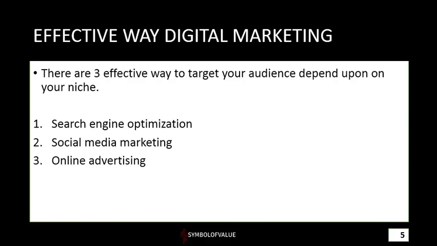In my opinion, there are many effective ways. So let's talk about effective ways of digital marketing. There are three effective ways I think you can apply when starting or as a beginner, targeting your niche, depending on your niche. First of all, search engine optimization (SEO). Second is social media marketing, and third is online advertising. Now let's see one by one what they are and how we implement them in our business or our client business.